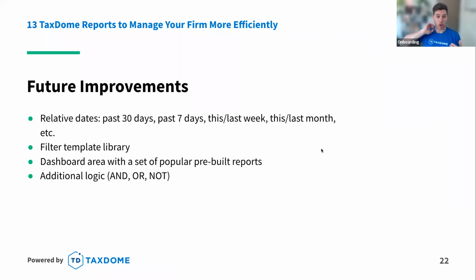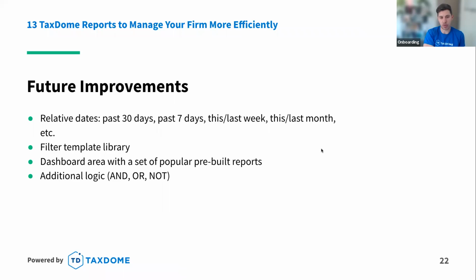And finally, we're also looking at adding in additional logic. All these reports right now work from an AND function. So if you say, I want to find clients that have this tag and this and that, they're all AND, right?